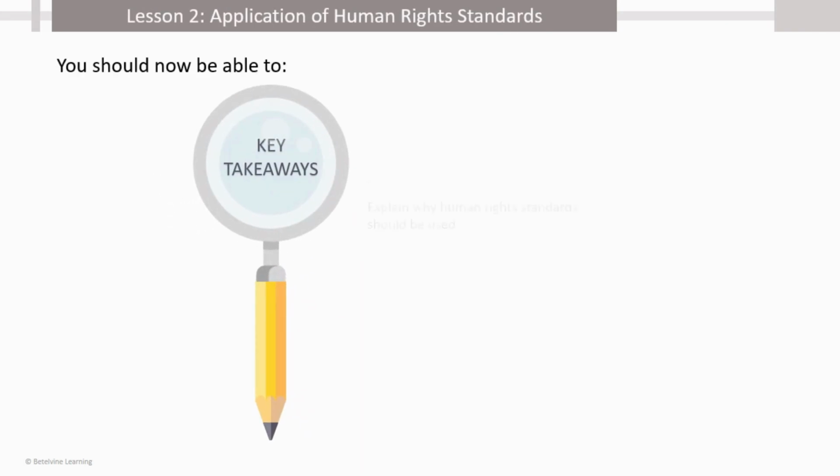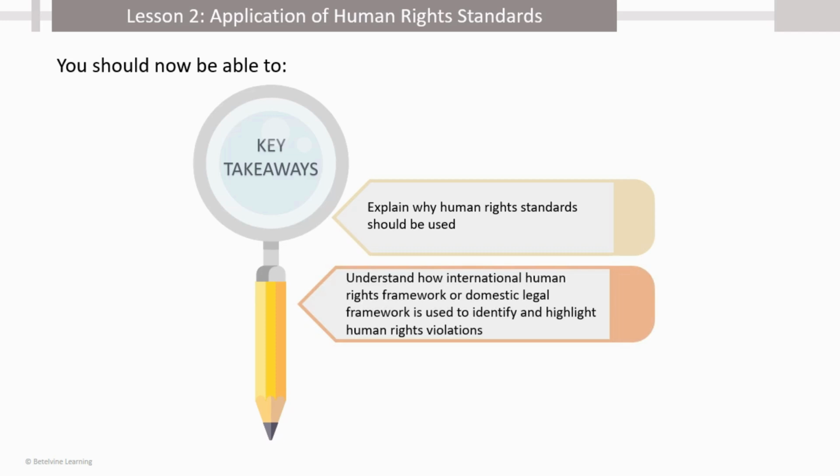You should now be able to explain why human rights standards should be used and understand how the international human rights framework or domestic legal framework is used to identify and highlight human rights violations.